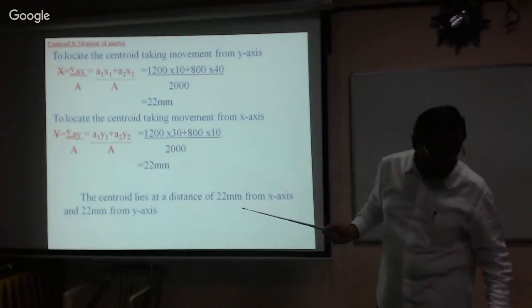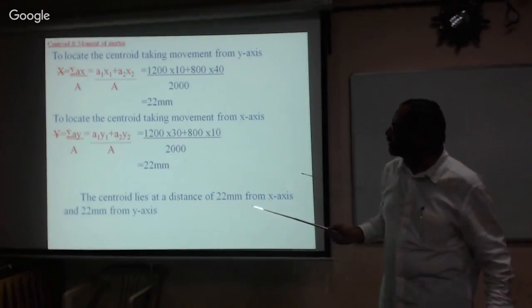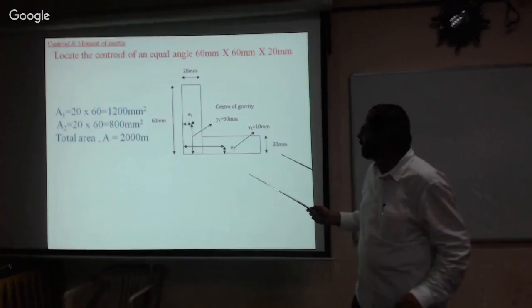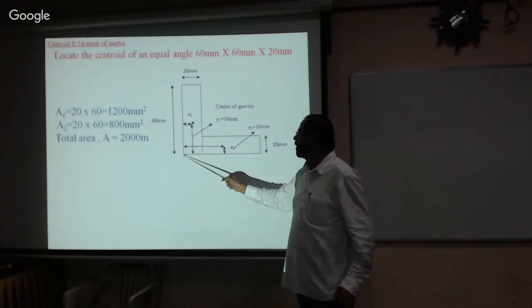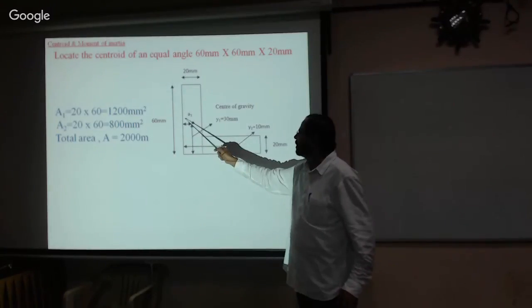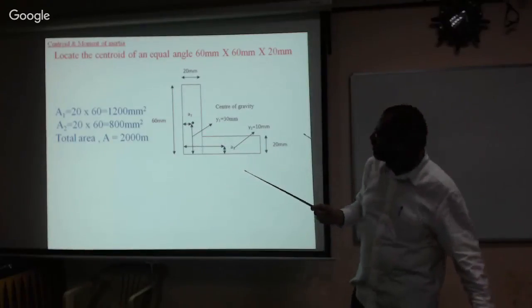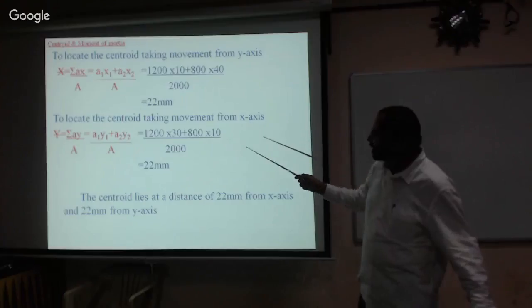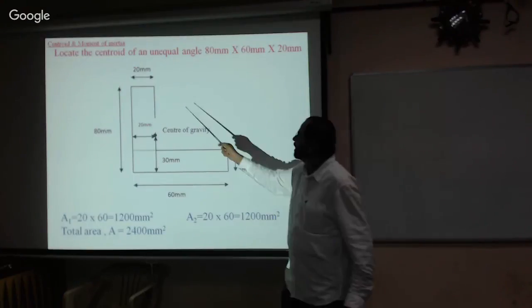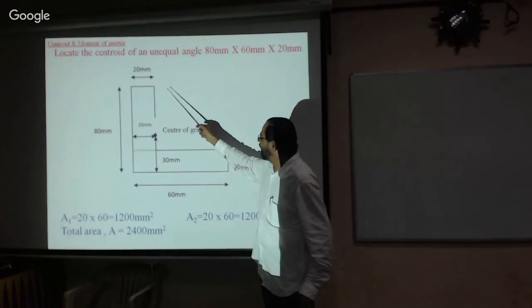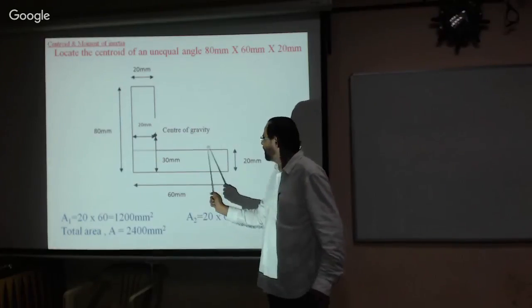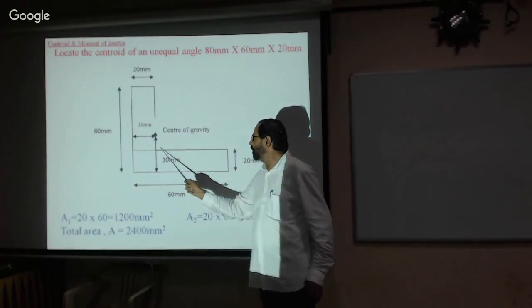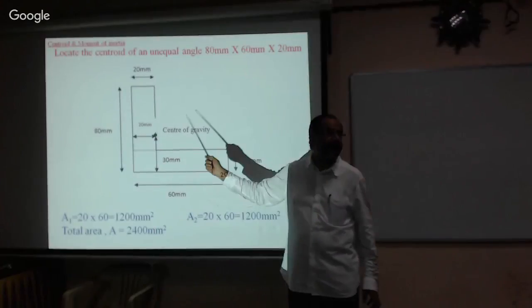Therefore, see, now this is the reference. Now from here to here it is 20, and I think that is 22 millimeter. Now it is an equal angle, the 22 mm that is separated. This is the y-axis and this is the x-axis. Therefore, somewhere here we will get the center of gravity.